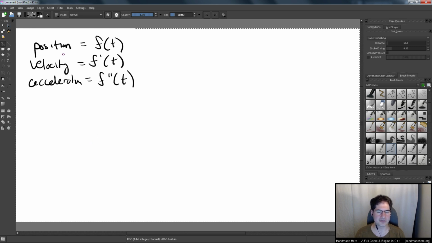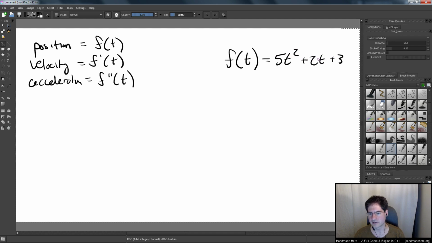So if I have some function of position, let's say we just had some function of position. So we have our f of t. That means we plug in t, and we want to get a position out. Whatever it is, I could say that it was something like 5t squared plus 2t plus 3. This is, again, standard old calculus stuff that you might see in a textbook. And we all remember how you would do the derivatives, right?